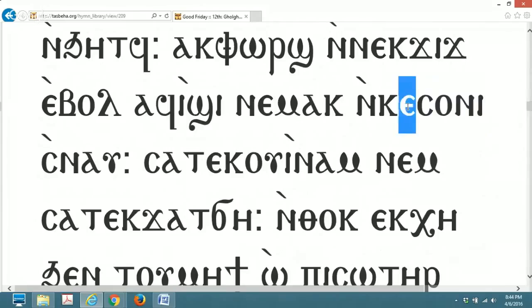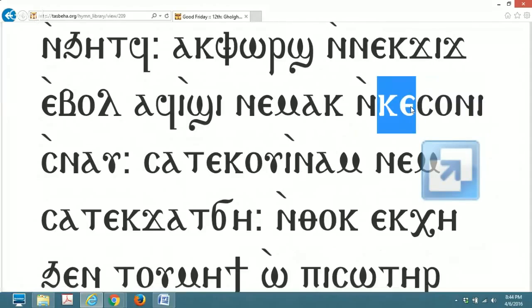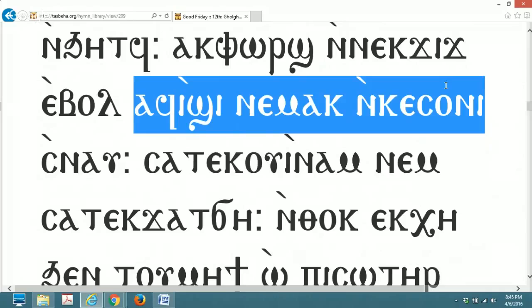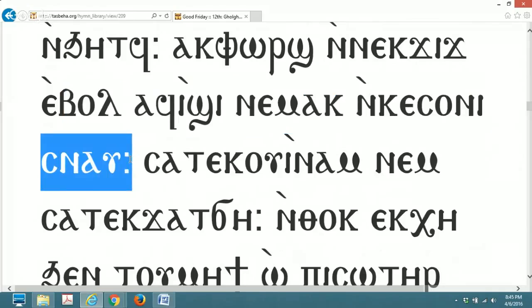And what does ke mean? Ke can mean other or also. So in this sense, it doesn't mean other because Christ was not a thief, so it doesn't mean they hung with you other thieves. No, they hung with you thieves also. So ke means other or also. So they also hung with you thieves, isnav, two. So they also hung with you two thieves.